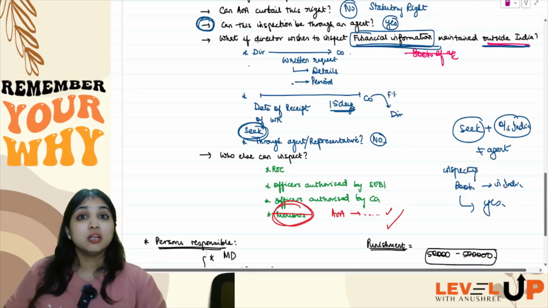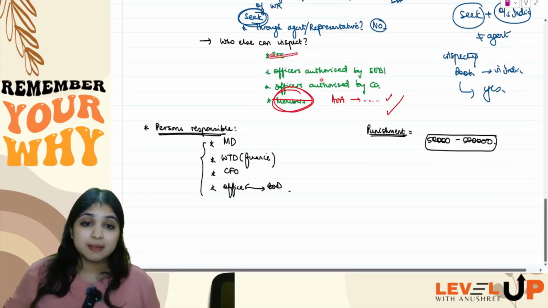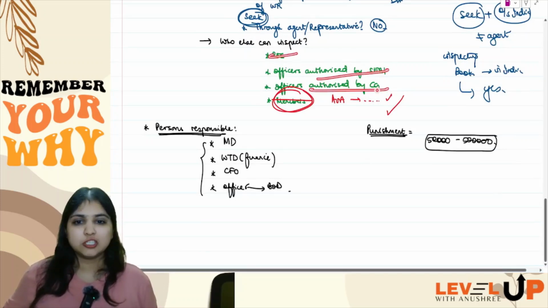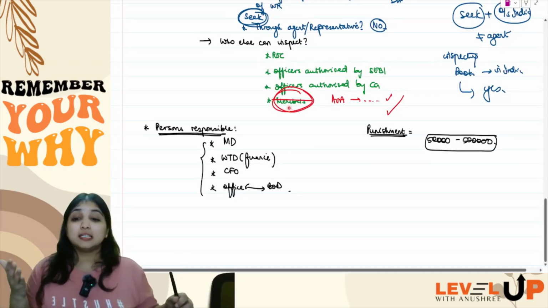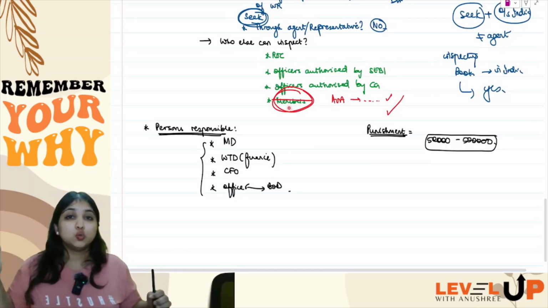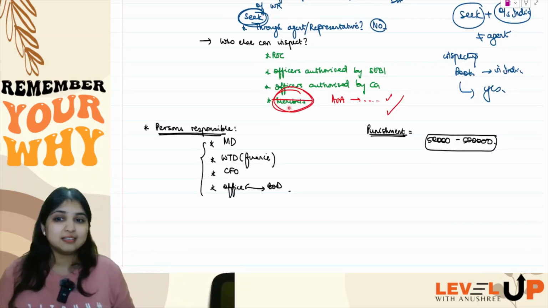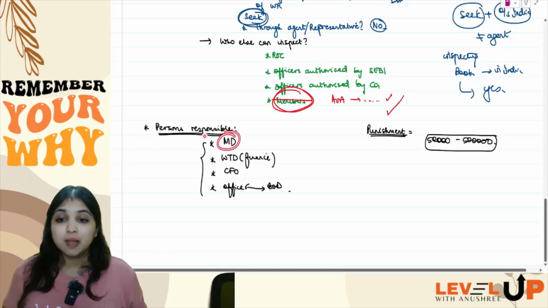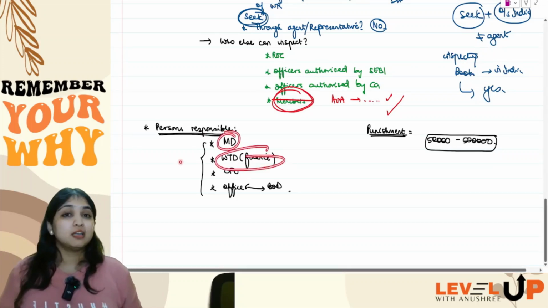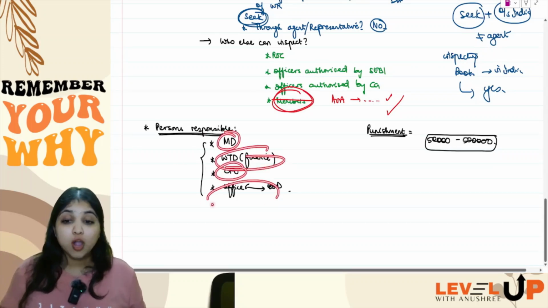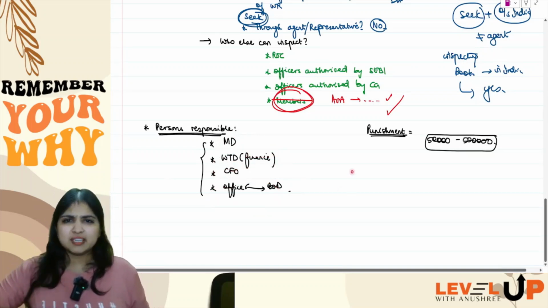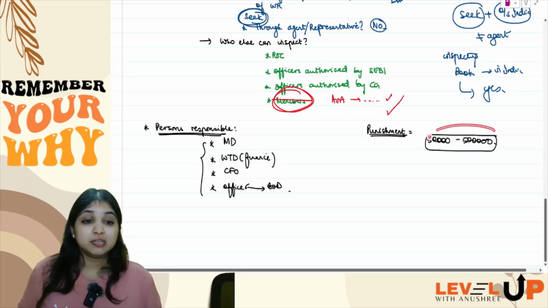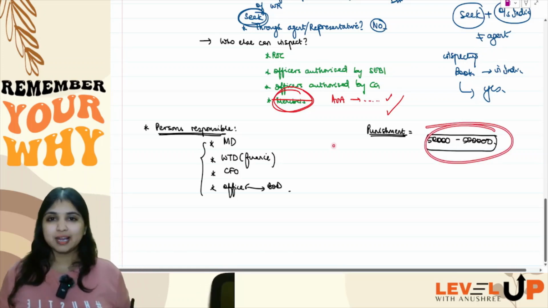Then we learnt in addition, ROC also can inspect, SEBI officers, central government officers also can inspect, but members can't inspect. And finally, we learnt that the persons who are responsible to do compliance in this entire section, 4 people are responsible: managing director, whole-time director in charge of finance, CFO, any other officer who is made responsible by the board for this purpose. And if there's any contravention, the punishment is going to be between 50,000 to 5 lakhs.